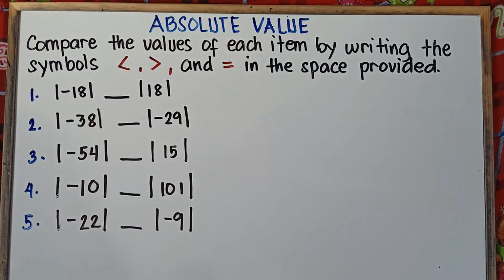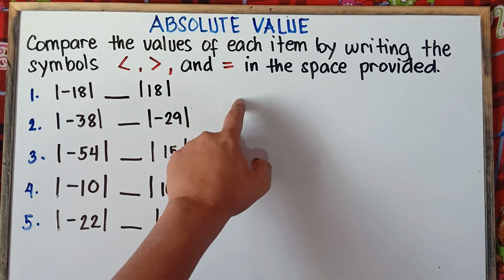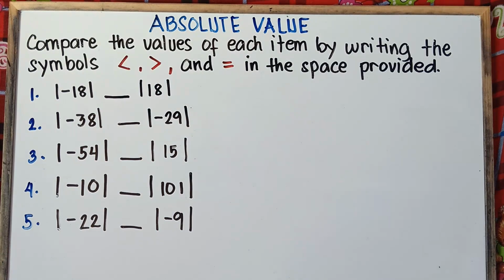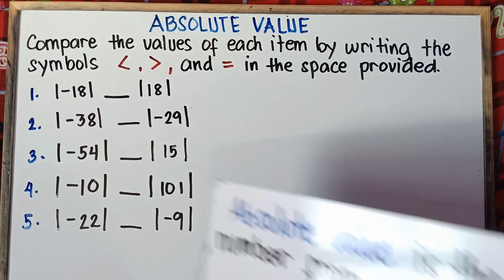Our topic for today's class is all about the absolute value. We're going to compare the values of each item by writing the symbols less than, greater than, and equal in the space provided. Now, I'll give you 10 examples, class, for you to really understand this one. I'm sure it's very easy to answer, class, if you really understand what absolute value is. Now, let's first define what absolute value is.